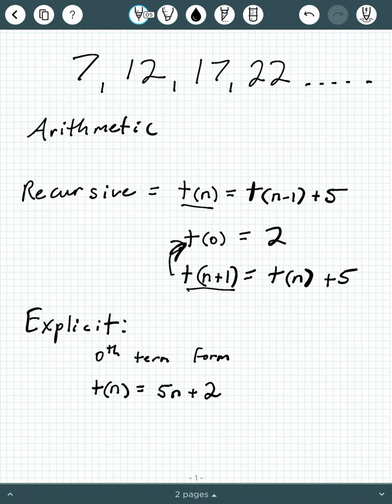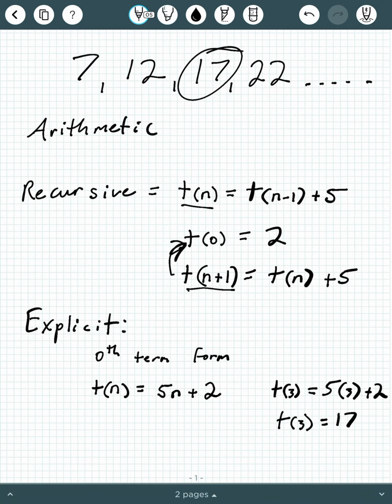We can check that. If we want to calculate the third term in the sequence, we'll say, okay, t of 3 is equal to 5 multiplied by 3 plus 2. So t of 3 is equal to 15 plus 2, or 17. And fortunately that matches our sequence, so that equation works.